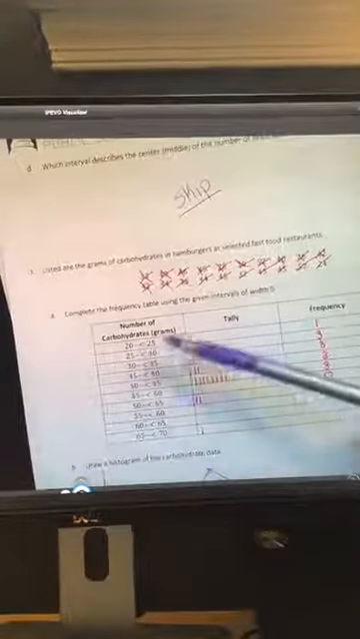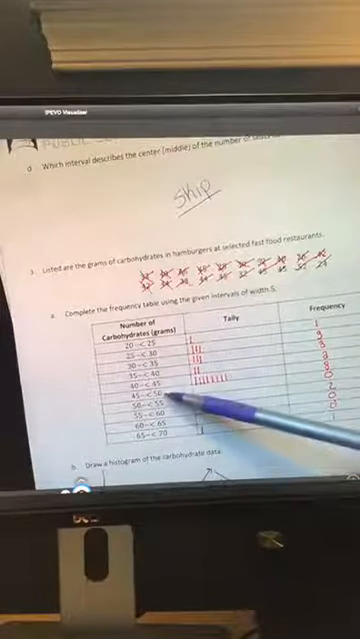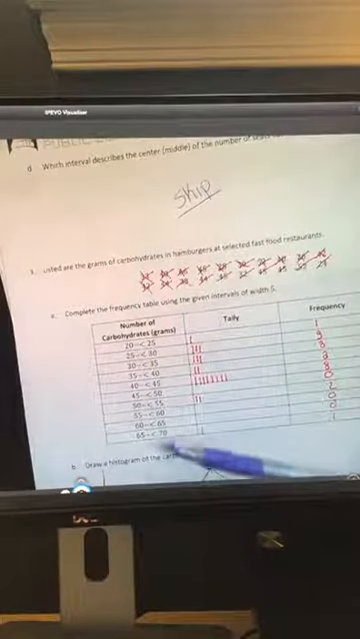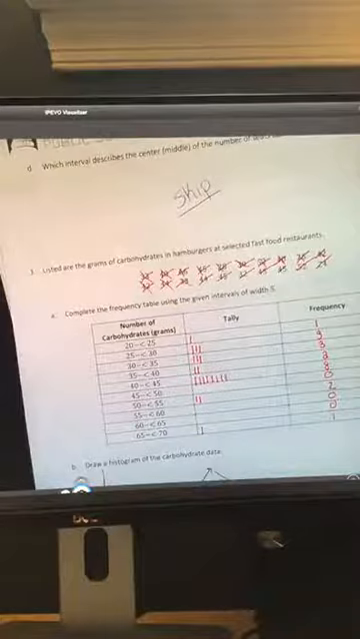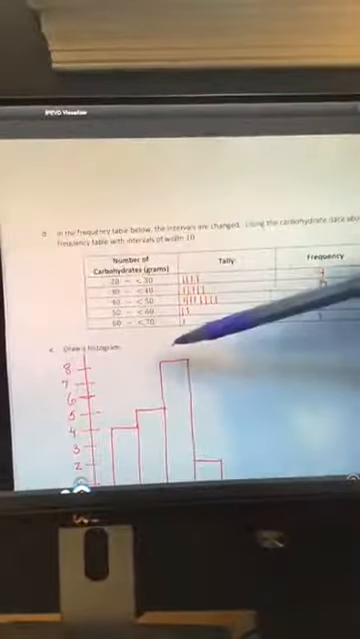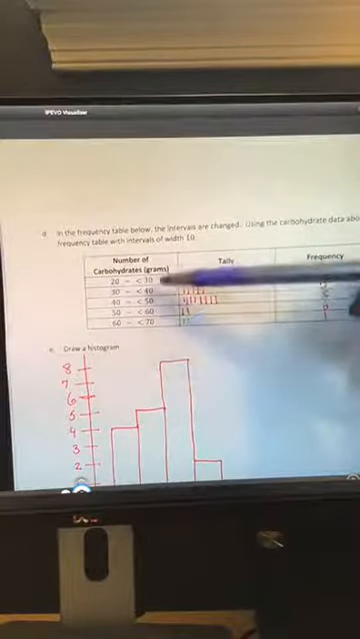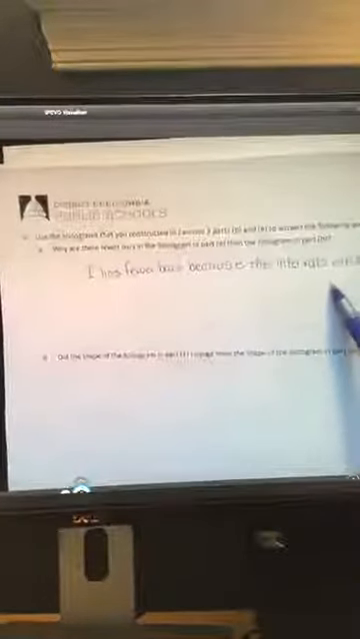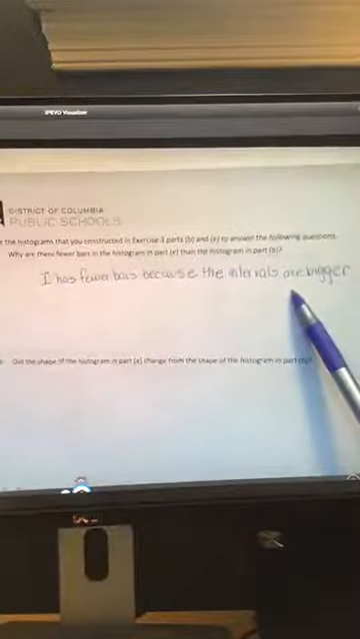Think of it. When you're counting by 5s, to go from 20 to 70, you're going to count 1, 2, 3, 4, 5, 6, 7, 8, 9, 10. So to go from 20 to 70 by counting by 5s, you're going to have 10 different groups. But if you're counting from 20 to 70 by 10, you're just going to have 5 groups. So the reason it has fewer bars is because the intervals are bigger.